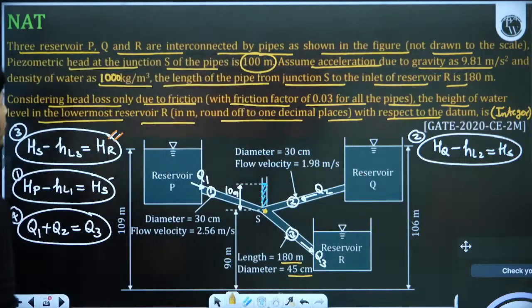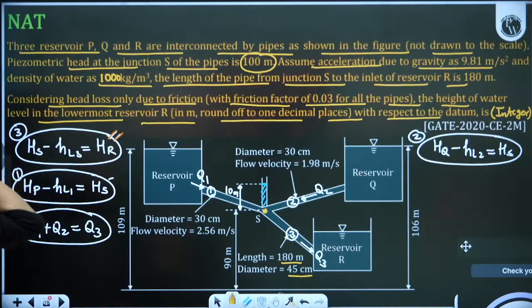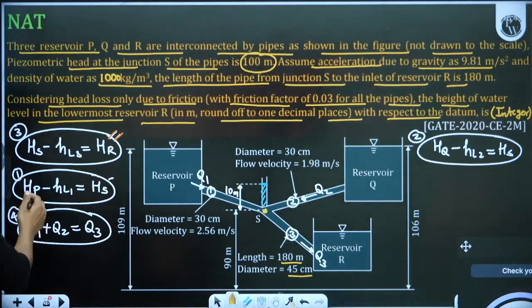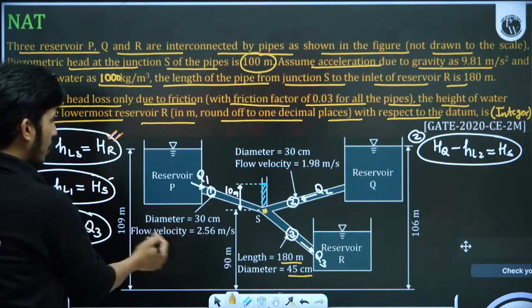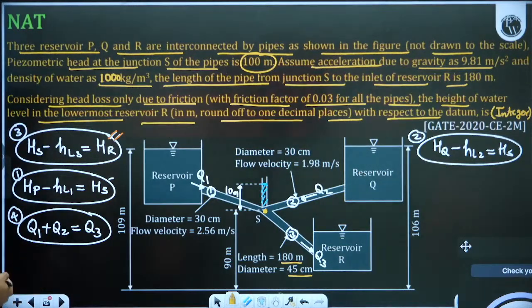So this Q1 will be equal to how much? Let us calculate from this equation 1. HP is 109 and HS is 90. So 109 minus 90 is 19. So head loss in pipe 1 is 19. From that 19 we will calculate this.